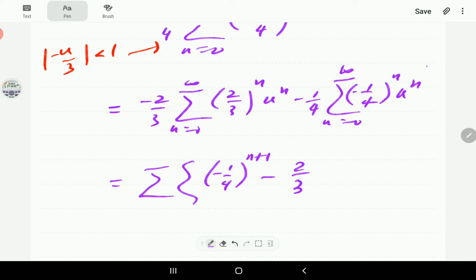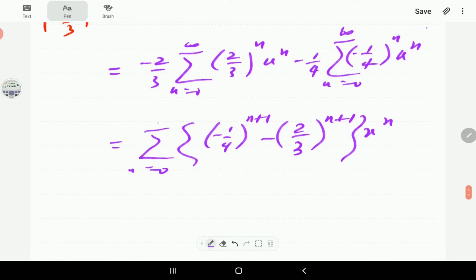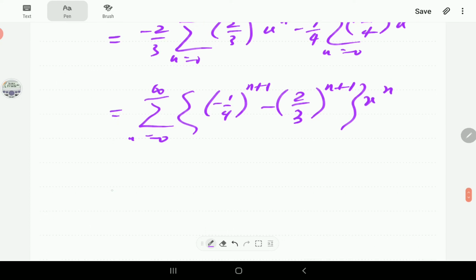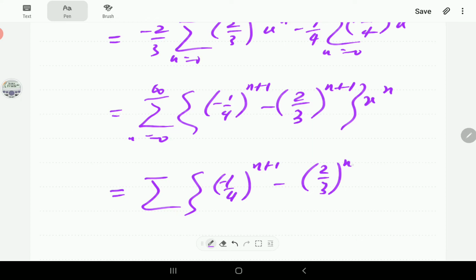Then 2 over 3 to the power n plus 1 as well. And then this is multiplied by u to the power n. Then writing this in terms of z, this simply gives us negative 1 over 4 to the power n plus 1 minus 2/3 to the power n plus 1.